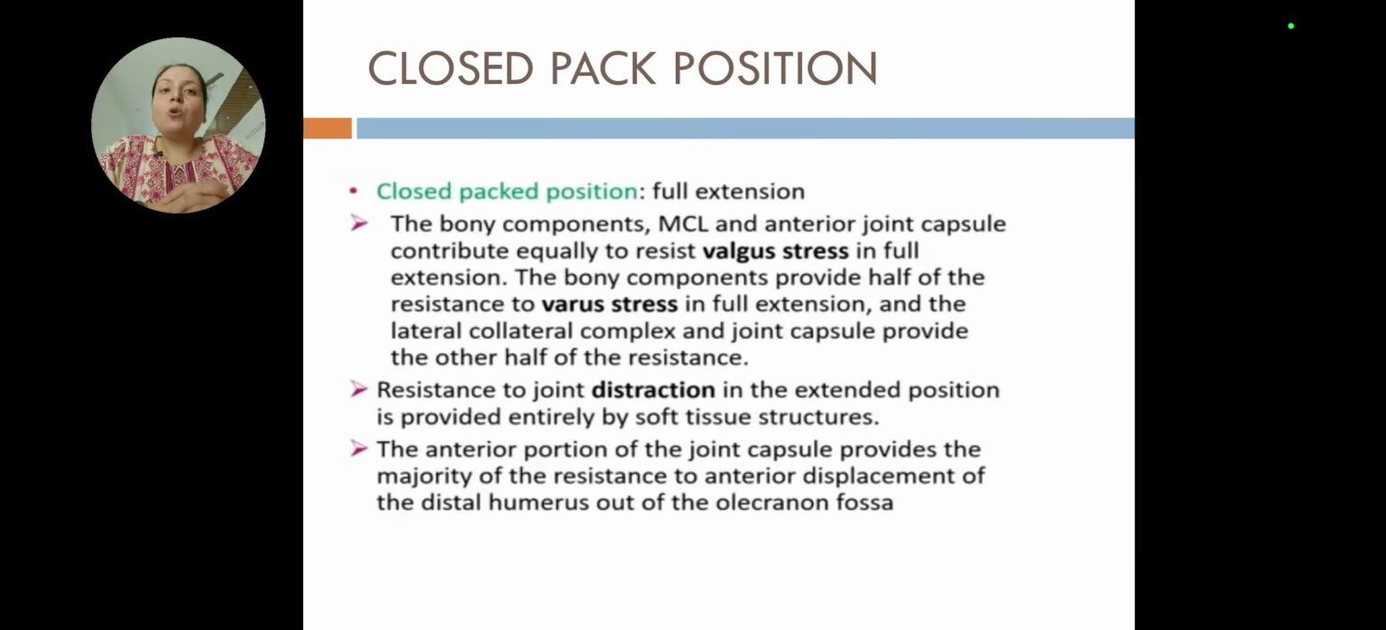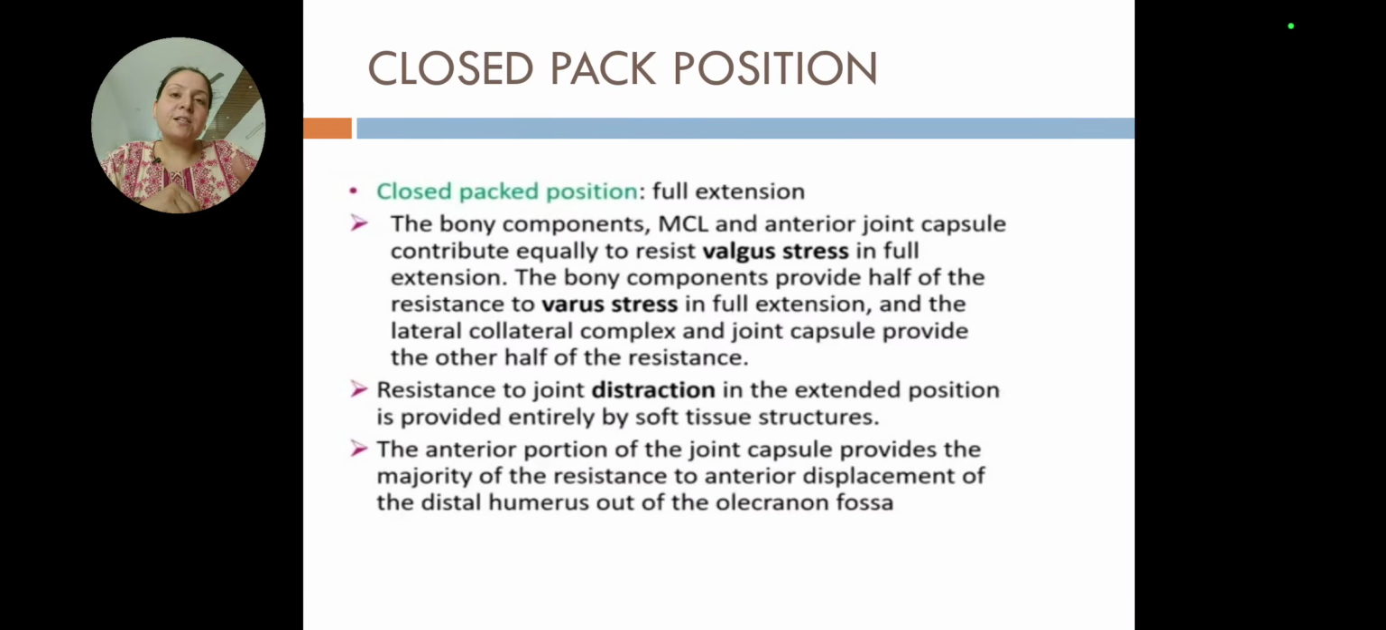Fine. So now the close pack position of the elbow. The close pack position of the elbow is full extension, when the olecranon process rests into the olecranon fossa, that is, there is a bone-to-bone approximation. The end feel is bone-to-bone approximation, and there is no scope of any movement. It is called a close pack position. Now here the bony components are approximated. The medial collateral ligament and the anterior joint capsule are totally taut, and they resist all kinds of valgus stresses. Fine. And the bony components, that is the olecranon process over the olecranon fossa, basically resist all the varus forces.